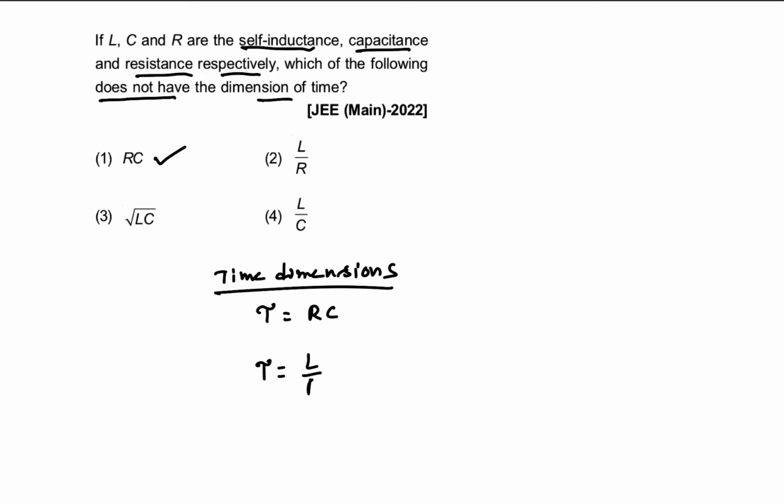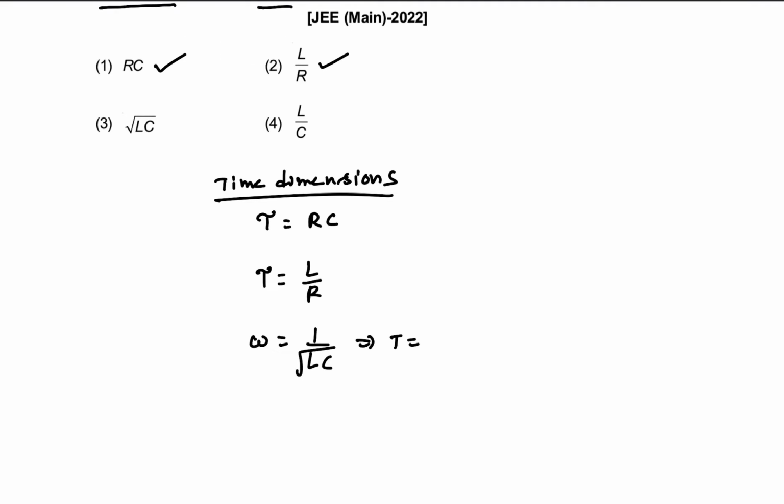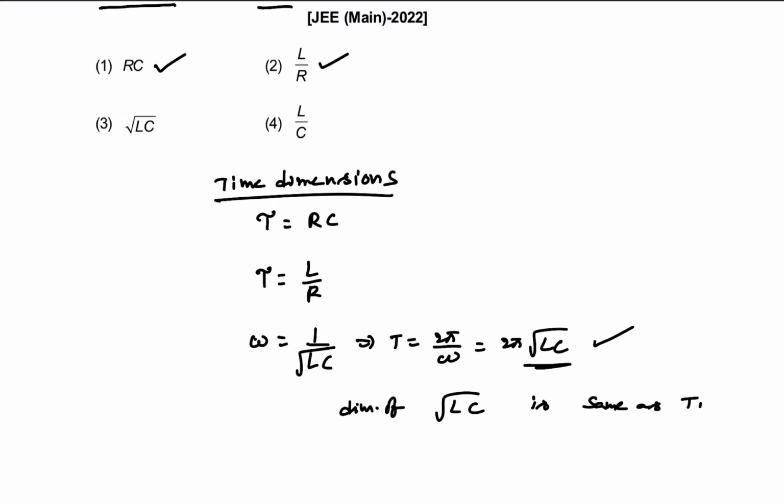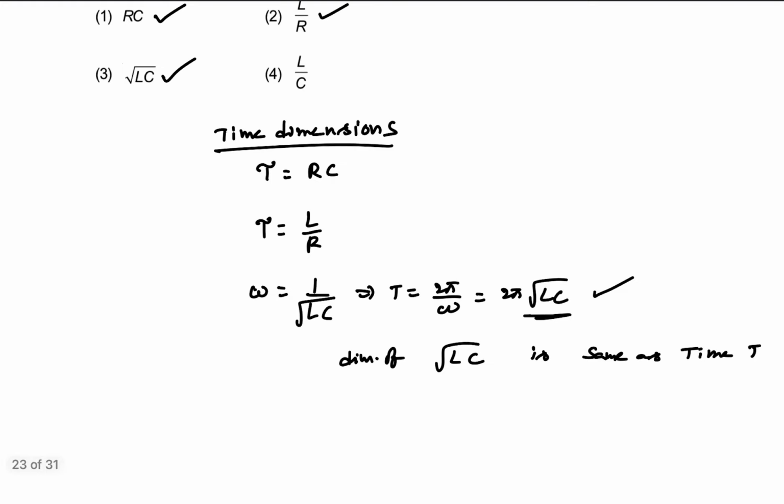Tau is equal to RC, and we can also write tau is equal to L by R. This is also correct only. And we can write omega is equal to 1 by root LC. So from this, time period T is equal to 2 pi by omega, which is 2 pi root LC, as in LC oscillation. So the dimension of root LC is the same as time T. This is also correct only.